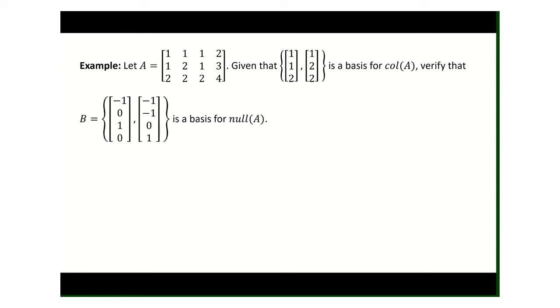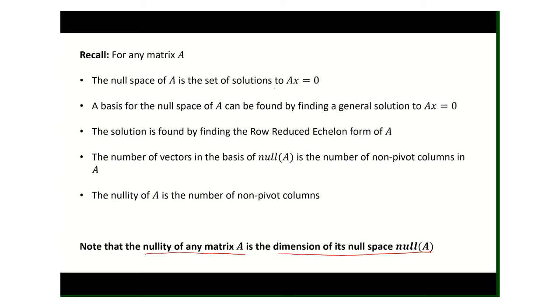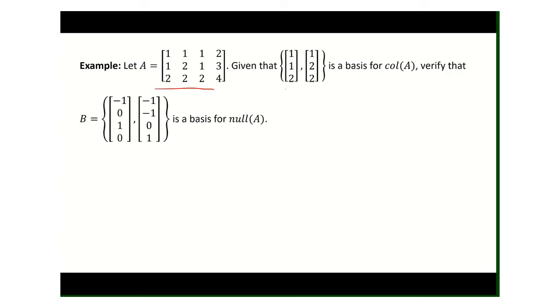So the core idea here is to know that the dimension of the column space plus the dimension of the null space is equal to the number of columns in your matrix. So here I'm giving you a matrix. I'm telling you that that is a basis for the column space. And I want you to verify that that's a basis for the null space. Well, from what I just said, the dimension of the column space plus the dimension of the null space has to equal the number of columns in your matrix.